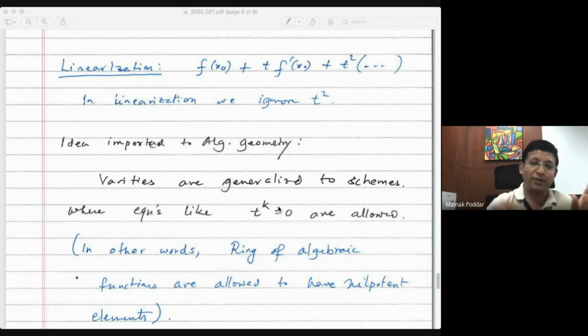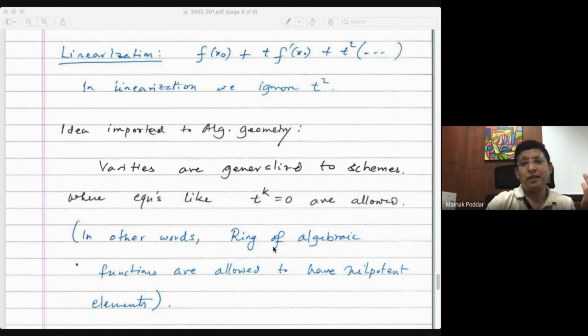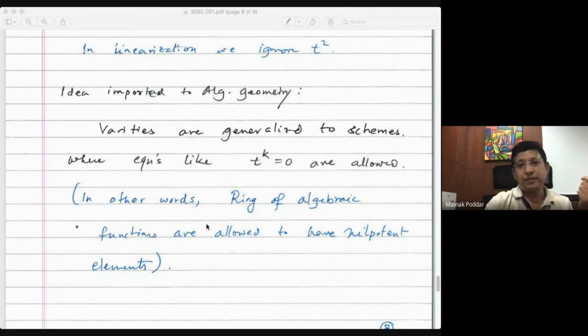So you look at some approximation of certain order, right? And if t squared is 0, but t is not allowed to be, then you are looking at linear approximations. So this idea, and in algebraic varieties and so on, what you have is the basic object is the ring of polynomial functions or algebraic functions.